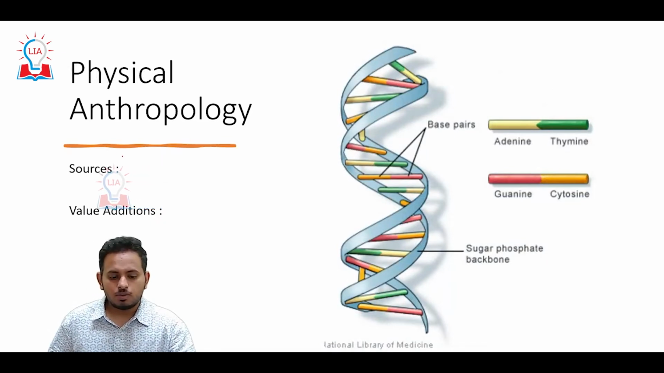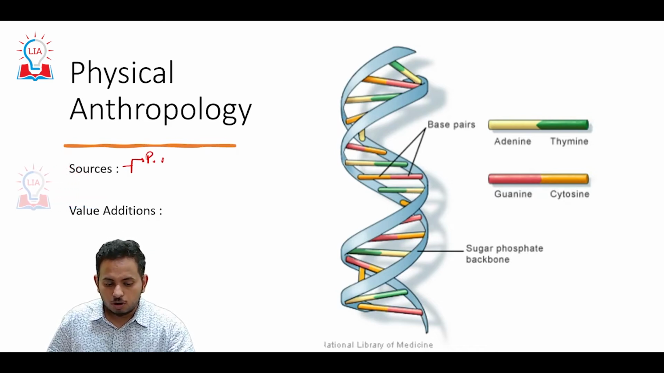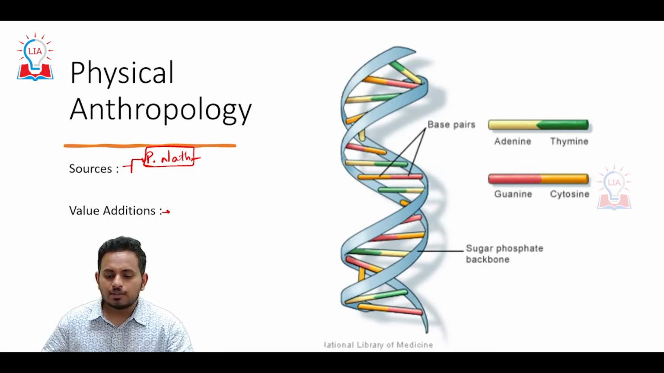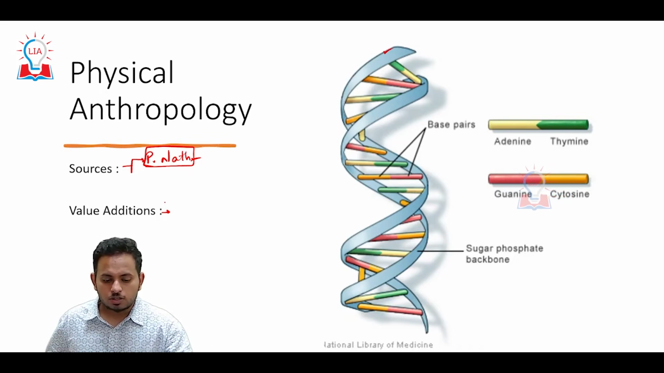Physical anthropology: one of the important and the only source that I would recommend is the book called Physical Anthropology by Pinath. Okay, so this is the only book. Value additions, as usual, are diagrams. For example, if the question is asked about DNA, you will be drawing the double helix structure of DNA. So the value additions will be the diagrams.